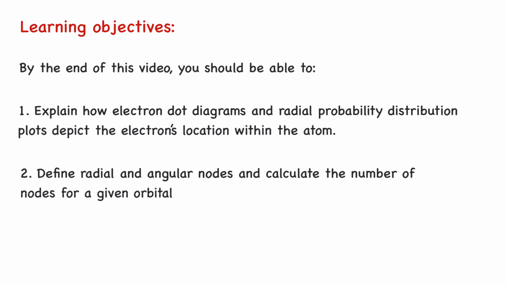Hello everyone. In this video, we will learn to explain how electron dot diagrams and radial probability distribution plots depict the electron's location within the atom. 2. Define radial and angular nodes and calculate the number of radial and angular nodes for a given orbital.